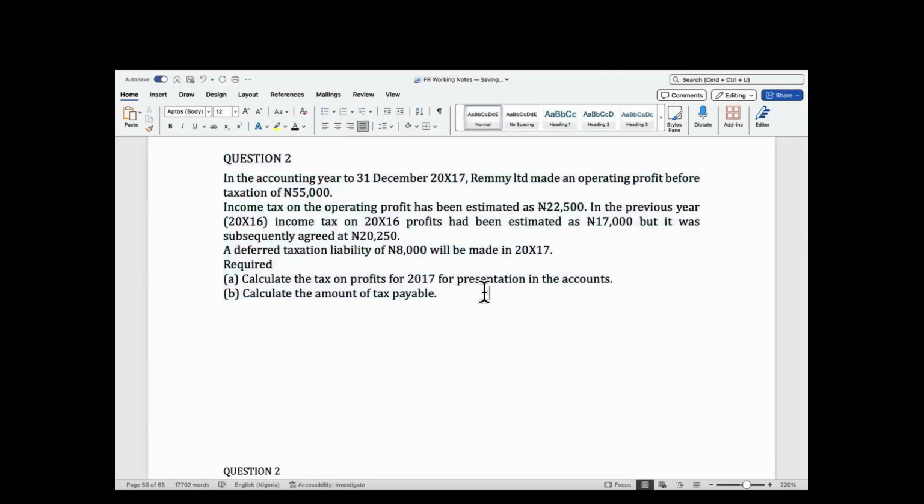Question 2. In the accounting year to 31st December 2017, Remi Limited made an operating profit before taxation of 55,000. Income tax on the operating profit has been estimated as 22,500. In the previous year, 2016, income tax on 2016 profit has been estimated as 17,000, but it was subsequently agreed at 20,250 naira. A deferred taxation liability of 8,000 will be made in 2017. Required: A. Calculate the tax on profit for 2017 for presentation in the accounts. B. Calculate the amount of tax payable.